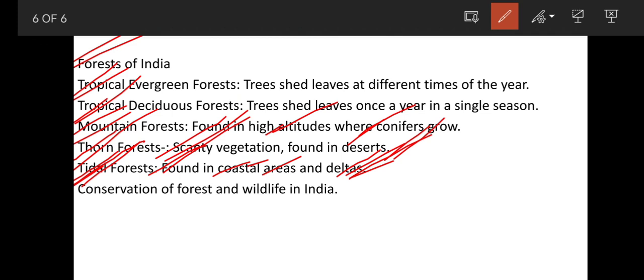And also we have discussed conservation of forest and wildlife in India. So dear children, I hope you understood about conservation of forest and wildlife in India and the different types of forest found in our country, India.